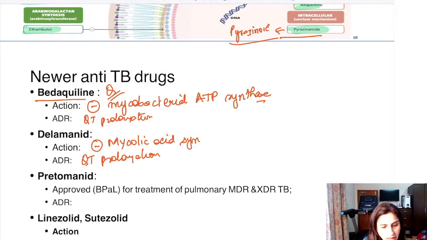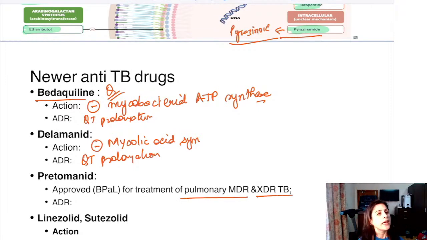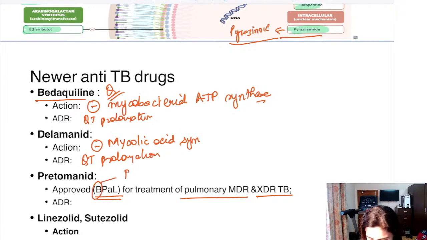The third one is pretomanid. Pretomanid, another new drug, and it has been approved as a therapy for treating pulmonary MDR और XDR tuberculosis के लिए. और जो regimen इसकी है, इसका नाम है BPaL regimen. BPaL regimen. उसमें जो B है, it stands for bedaquiline.